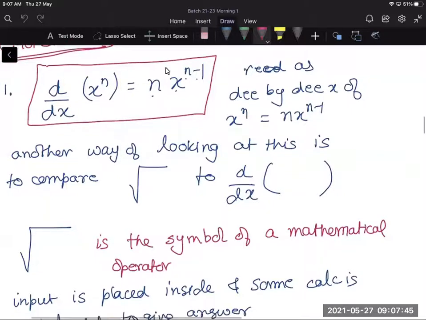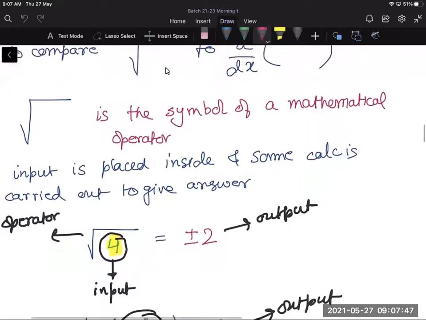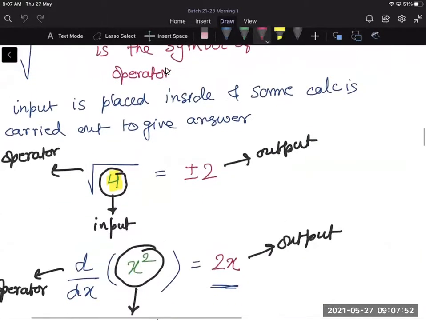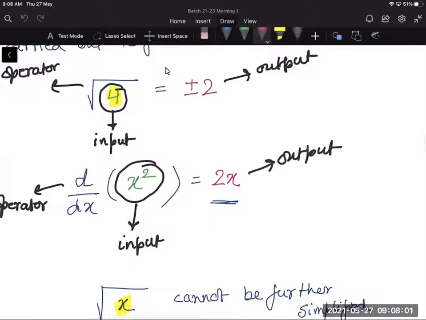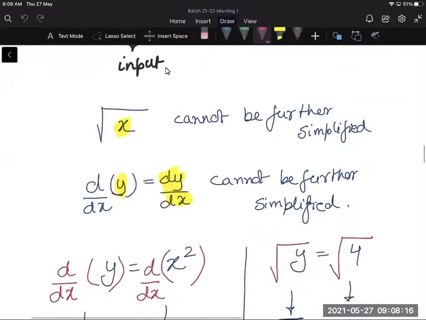Just like for the square root operator, the input is placed inside, right? I showed you the input stays here, the operator is like this, and the output comes out there. In the same way, we have the d by dx operator where there is a special place to write the input, and then the operator acts on the input, and then you get the output, right? Okay. I hope this was clear to everyone.